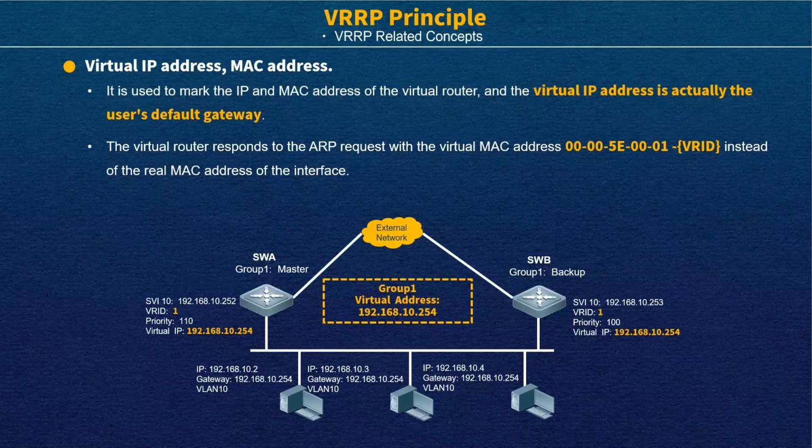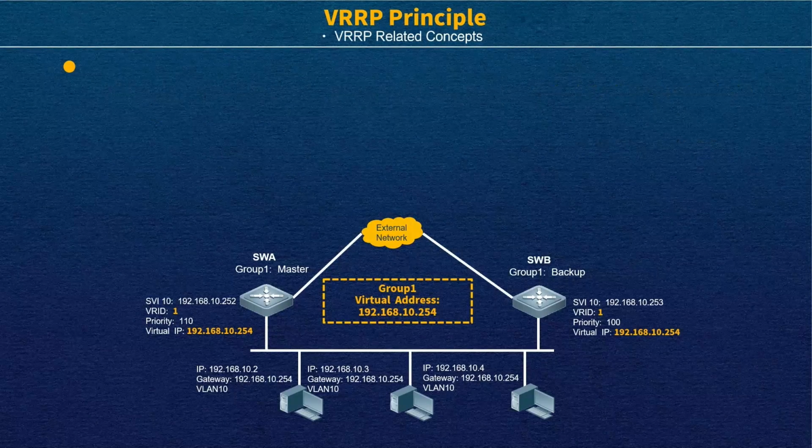If you use a tool like Wireshark to get the ARP message or some special message from the terminal or from the gateway, the MAC address is special. The first 24 bits are fixed. So this is a virtual IP and a virtual MAC address.